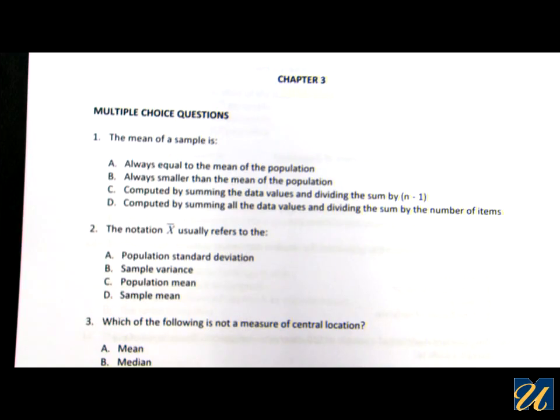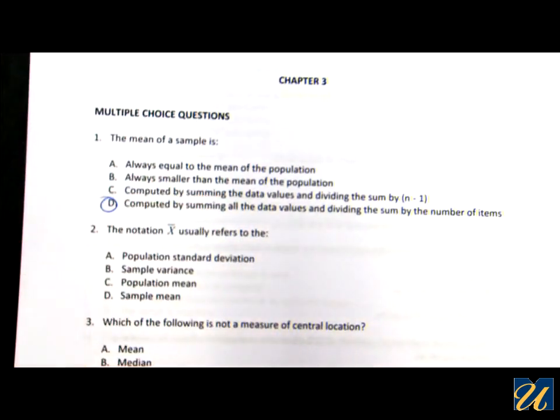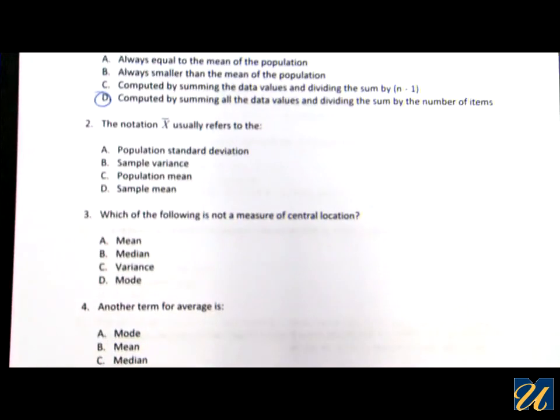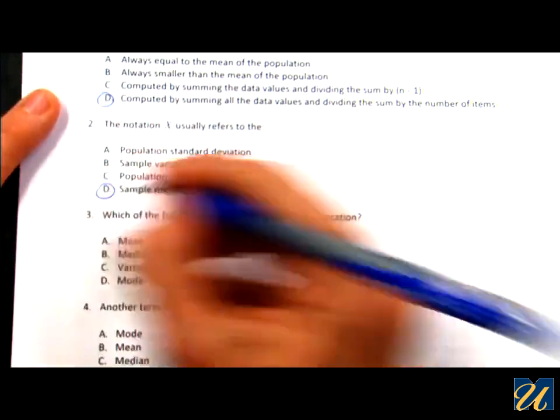Let's take a look at the exercises for chapter 3. Multiple choice questions. The mean of a sample is computed by summing all the data values and dividing the sum by the number of items. The notation X bar usually refers to the sample mean.